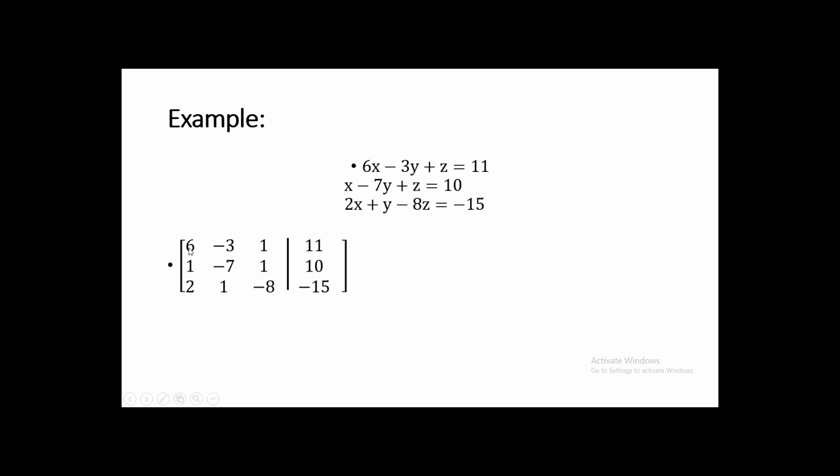Now out here, when I am converting it into Gaussian form, this principal axis, this diagonal line, will be my pivot positions: 6, minus 7 and minus 8. These three are my pivot positions, and all the elements below the pivot positions should be equal to 0. Now we know that a pivot position should be a non-zero number.